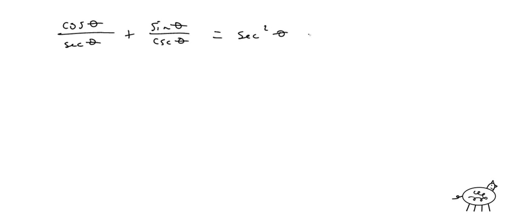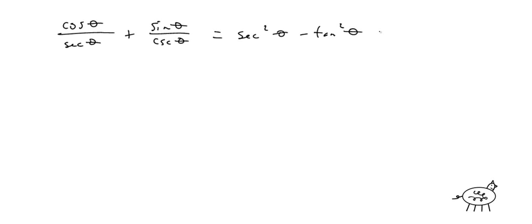Here's a nice friendly one. Cosine of theta over secant of theta plus sine of theta over cosecant of theta equals secant squared of theta minus tangent squared of theta. Well, again, got two fractions on the left-hand side, probably more complicated.